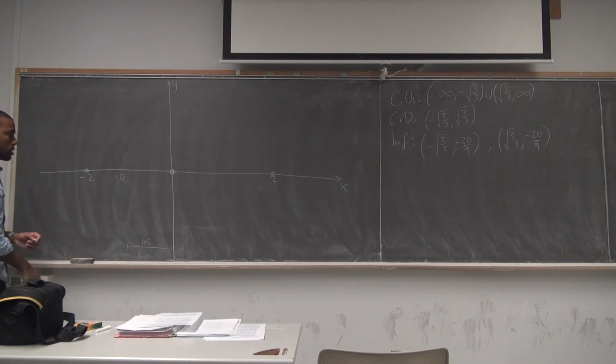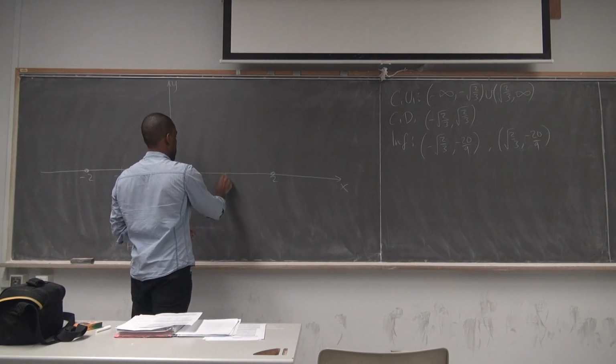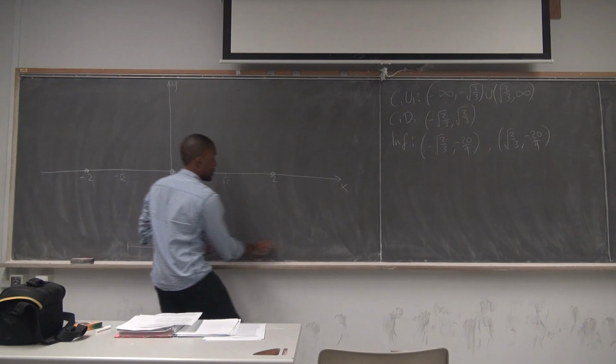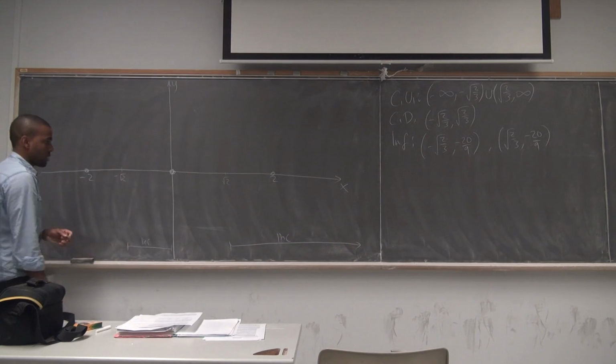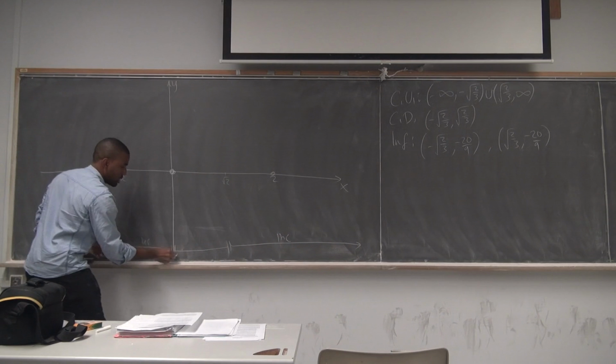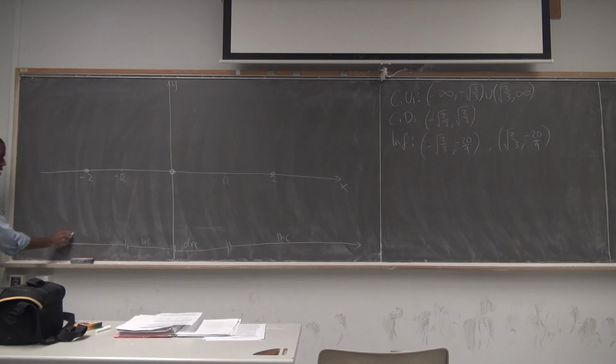Where else am I increasing? You're increasing from radical 2 to infinity. Put my radical 2 here, and I know from there to infinity, I'm increasing. Where am I decreasing? Everywhere else, right? So between here and here, I'm decreasing. And from here to there, I am decreasing.